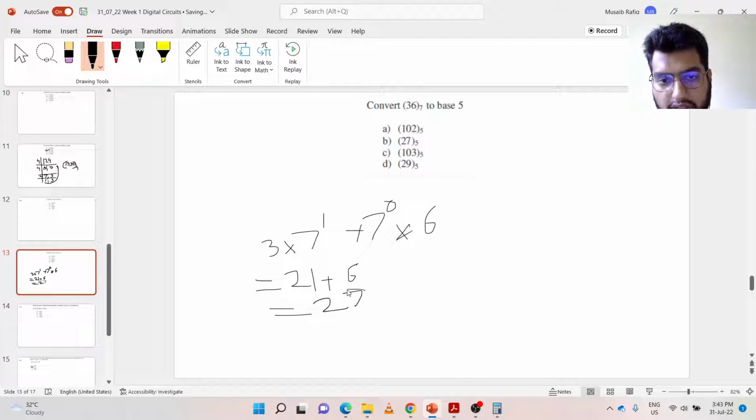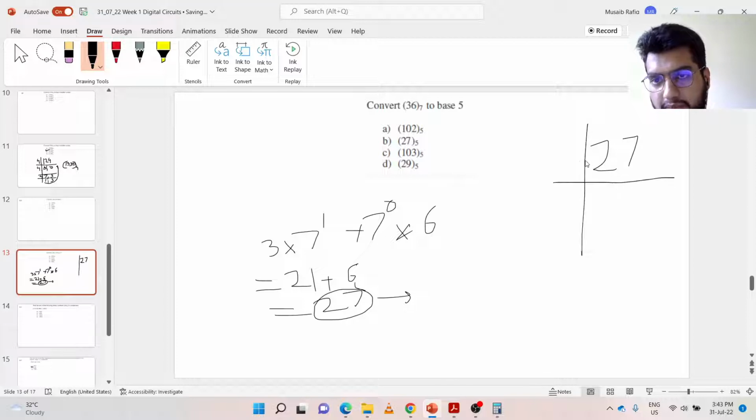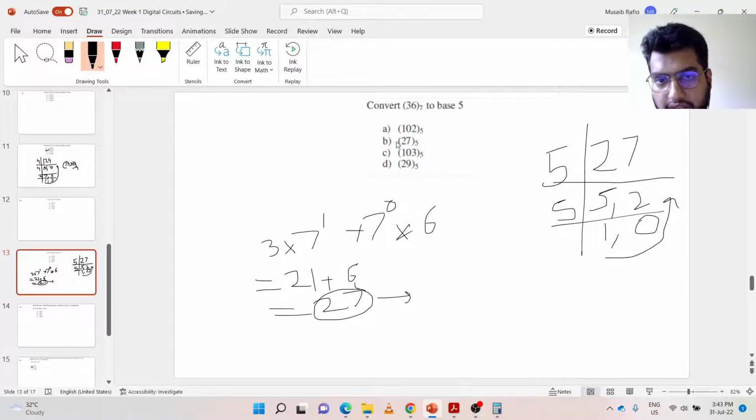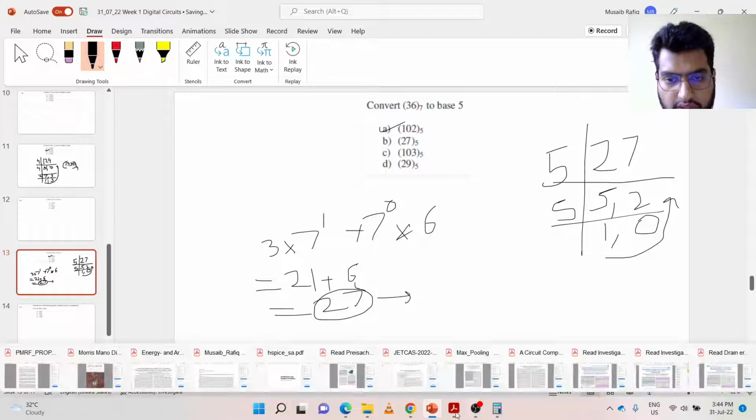And now the question asks us to convert the number into base 5 system. So I will take this number 27 and divide it by the base of the number system, that is 5. So 5 fives are 25 and the remainder is 2. 5 ones are 5 and the remainder is 0. So my number is 102 in base 5. That is option A. This was a pretty straightforward question. I think we can move forward.